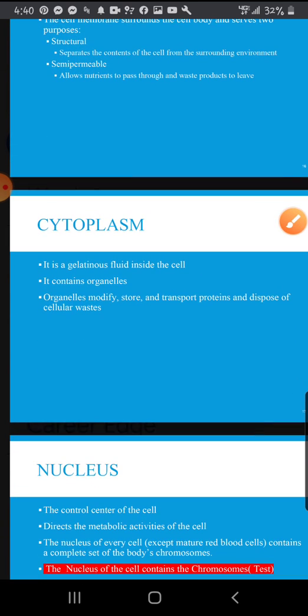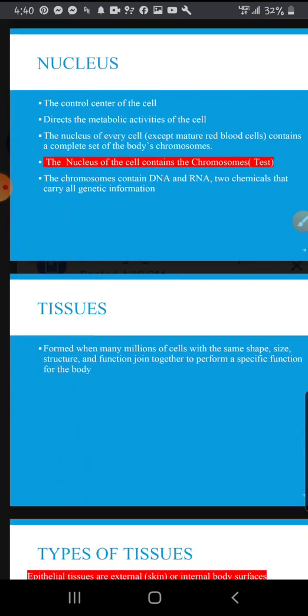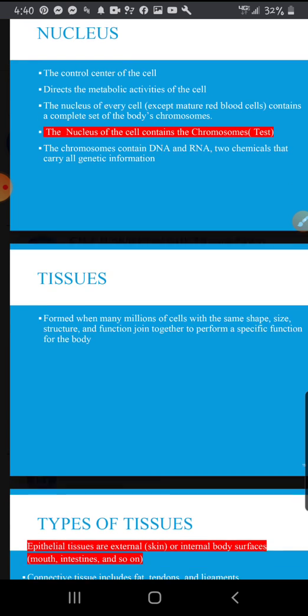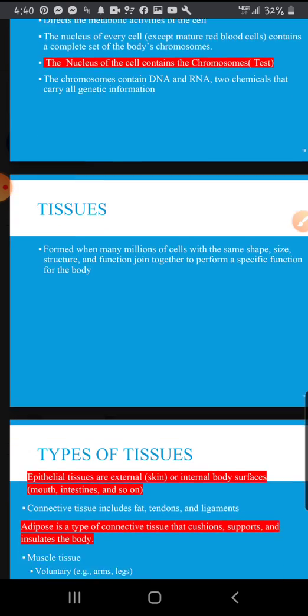All right, we got our cell membranes, cytoplasm, and now we have our nucleus. I'll go ahead and skip down to the test question here, what a nucleus is, okay? The nucleus of the cell contains the chromosomes. That's on the test. The nucleus of the cell contains the chromosomes. Okay, then we're going to get into types of tissues here.